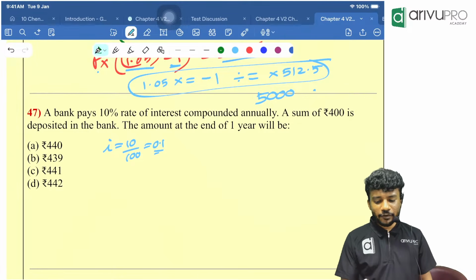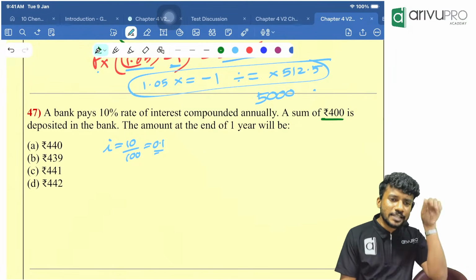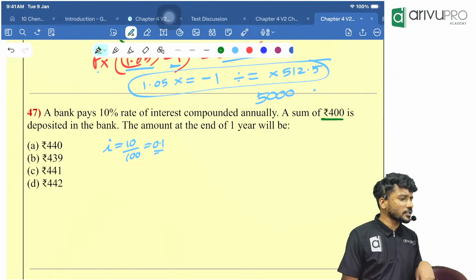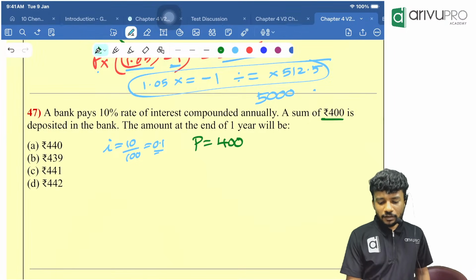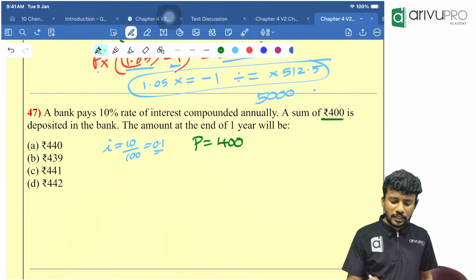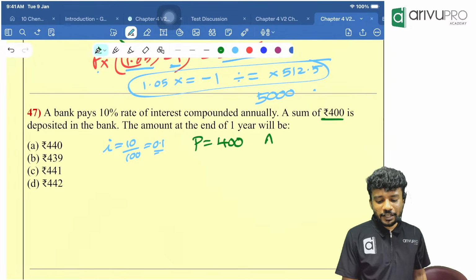Then what else is given? A sum of 400 is deposited. 400 is deposited means 400 is what? 400 is our principal. 400 is deposited. Then the amount at the end of 1 year they are asking. A is how much is the question.